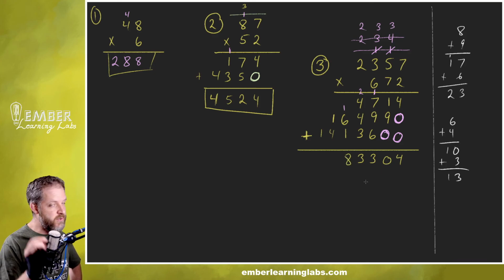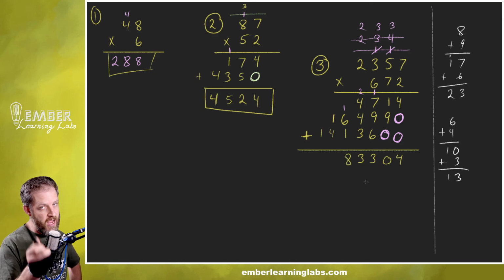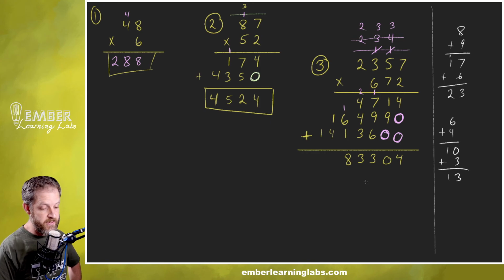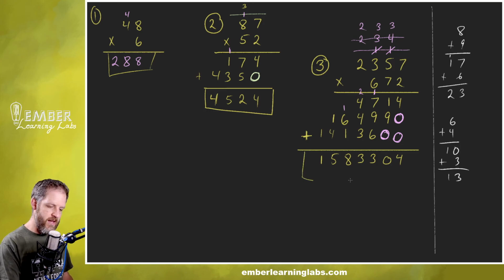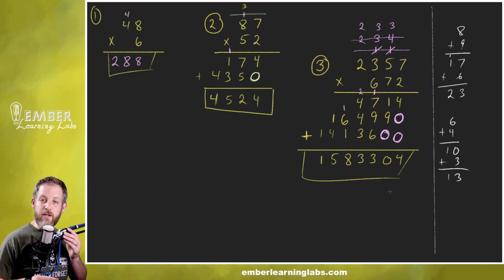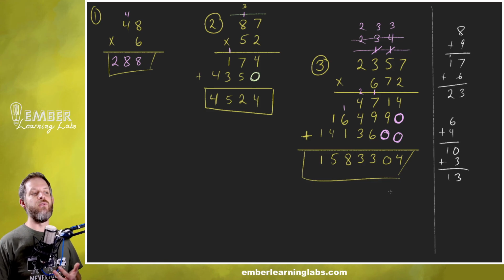Either way, scratch paper is your friend. Never, ever, ever be afraid or ashamed of using scratch paper. Scratch paper is a good thing. 1 plus 4 is 5, and then 1 plus nothing is just 1. That is it. And that is it for multiplying multi-digit numbers review.